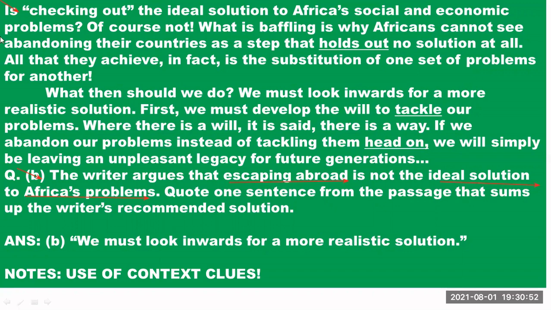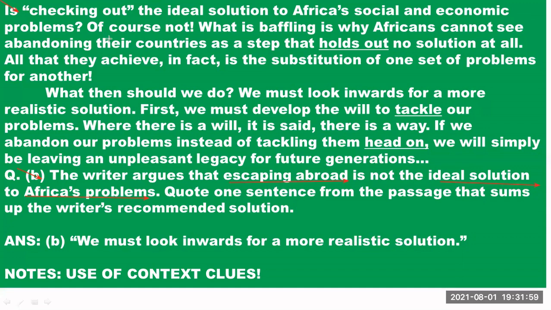All right, so talking about context clue, we have just come to the paragraph where the answer is located, because we can see the exact keywords being used here. So let's read it again. Is checking out the ideal solution to Africa's social and economic problems? This is a rhetorical question posed by the writer, and it shows us that he is coming closer to the argument that the examiner is talking about. The writer argues that escaping abroad is not the ideal solution to Africa's problem. Since we have seen his rhetorical question on what exactly is the ideal solution to Africa's social and economic problems, and it is this same ideal solution that his argument is all about, that is the context clue we are looking for.